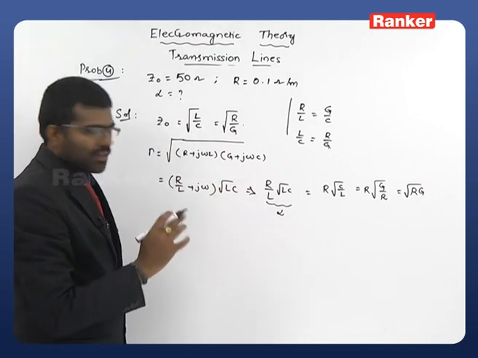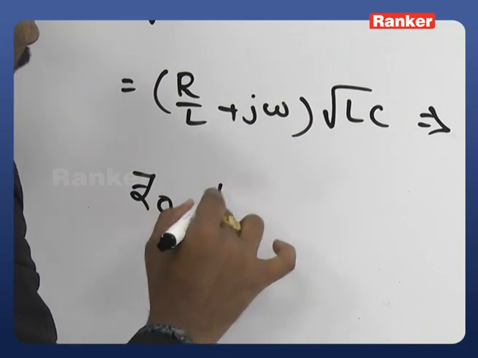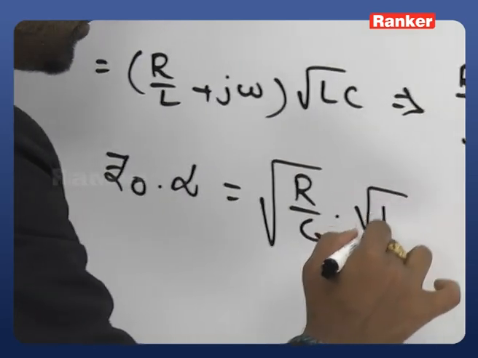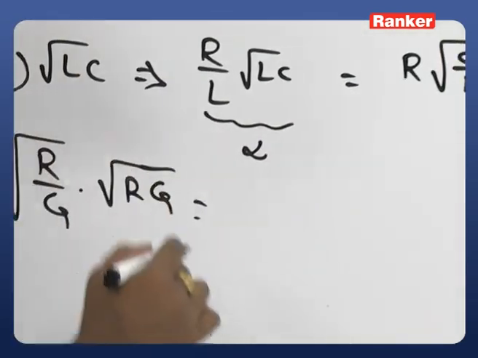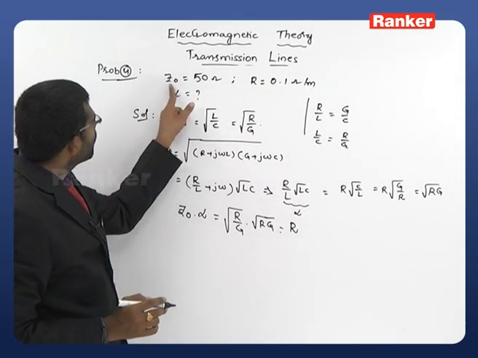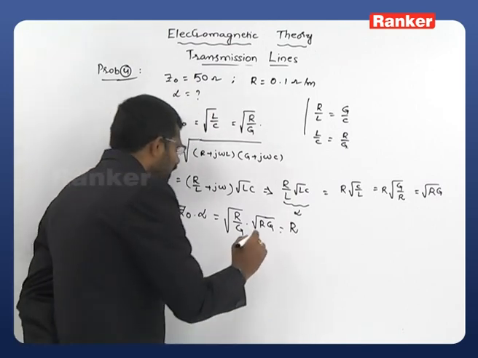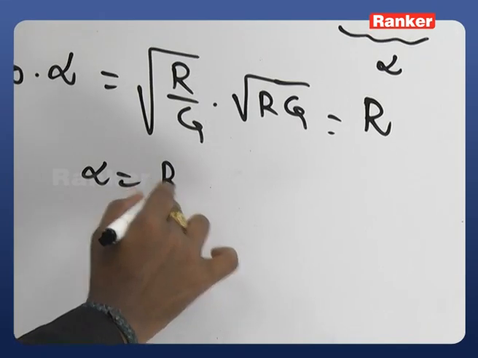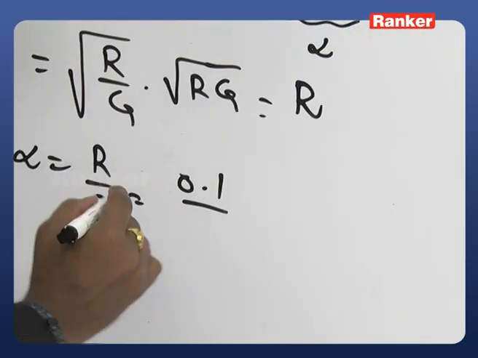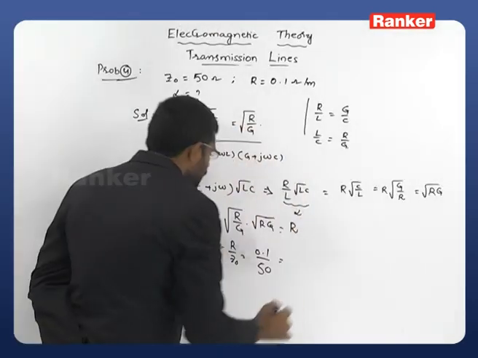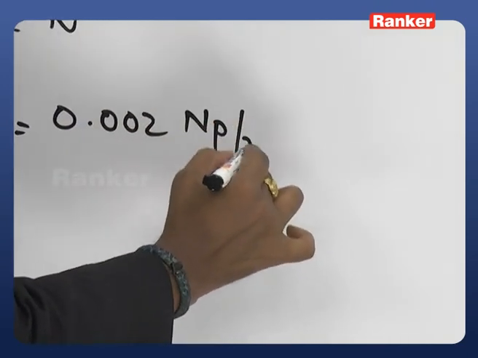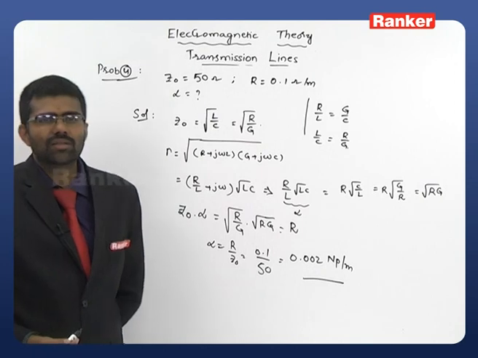Now multiply them. Just Z0 into alpha I want. Z0 into alpha, which is equal to root R by G multiplied with root RG. G and G will be cancelled, so you will just get R, right? So Z0 into alpha is equal to R, we require alpha, therefore alpha is equal to R by Z0. What is R here? R is simply 0.1 divided by Z0 which is 50. So simply it is 0.002 Napier per meter. So this is the answer that we have.